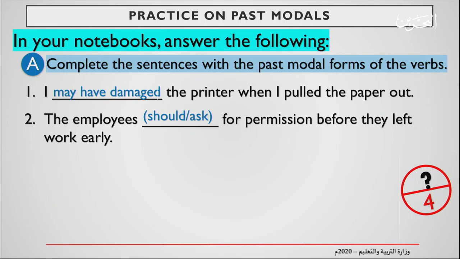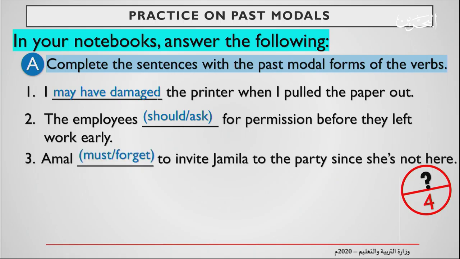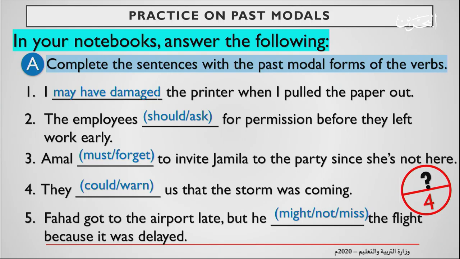Now you have a list of sentences. Number 2, the employees should ask for permission before they left work early. Number 3, Amel must forget to invite Jamila to the party since she's not here. Number 4, they could warn us that the storm was coming. Number 5, Fahad got to the airport late, but he might not miss the flight because it was delayed. And you have 3 minutes to do this.